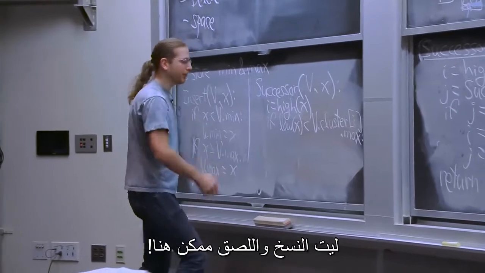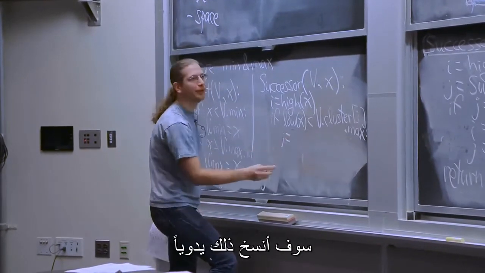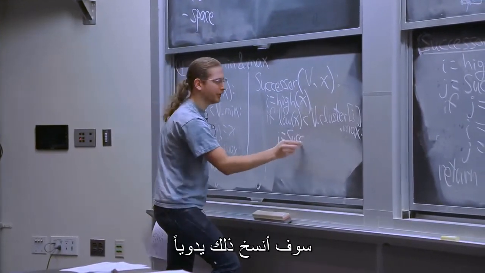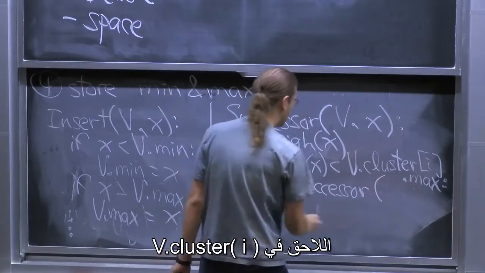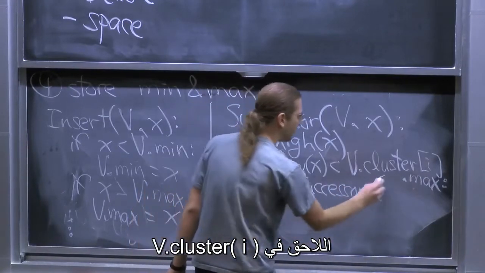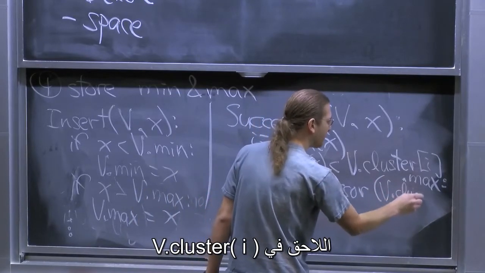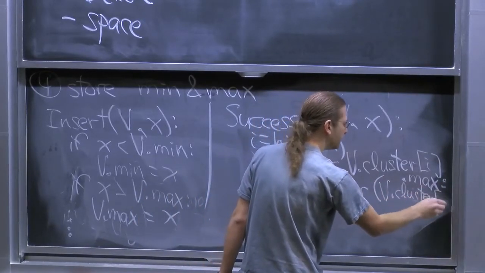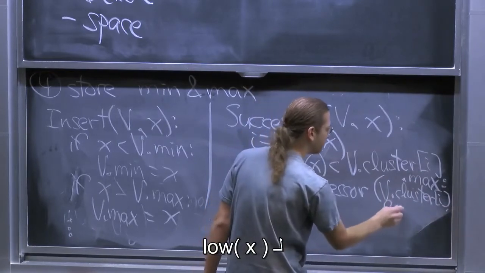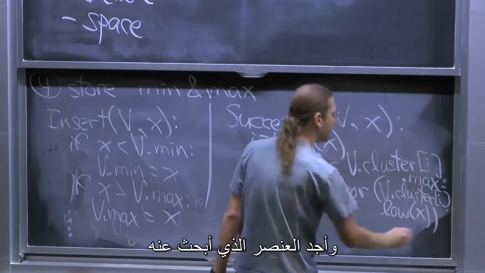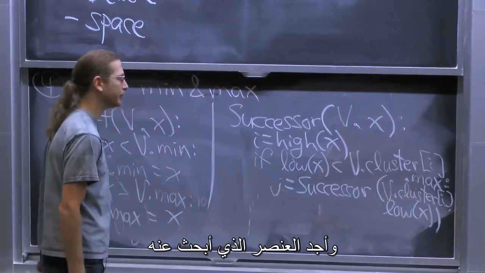So I wish I could copy paste, but I will copy by hand. Successor within v.cluster[i] of low of x. Okay, then I've found the item I'm looking for.